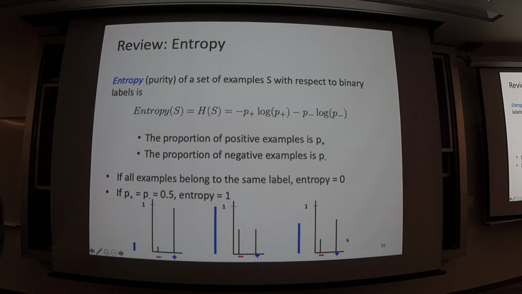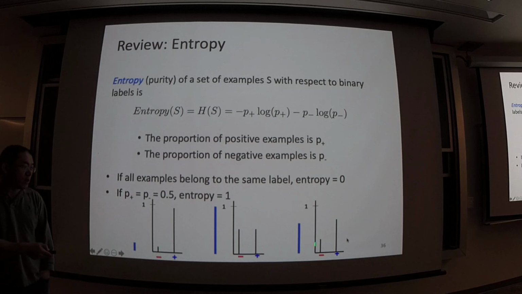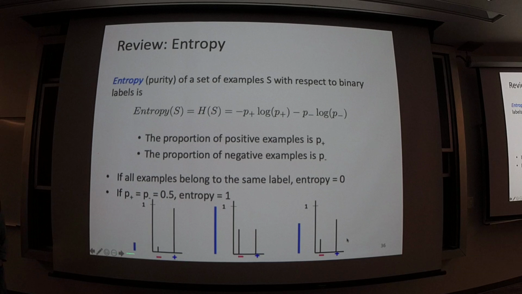But if you have a skewed proportion, say p plus is much bigger than p minus, or p minus is in between, you will see the entropy is much smaller. That means your purity increases a lot as compared with this case. Any questions regarding the definition of entropy?